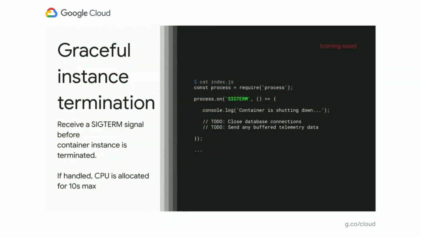Another thing we've added to help you better handle the auto-scaling of Cloud Run is that we are now sending a signal before the instance is shutting down. So that gives you the time, for example, to close any open database connection or to send any data that you might not have sent and kept in memory. By sending this SIGTERM signal, you have up to 10 seconds of processing time when you can do something before the instance is shut down.